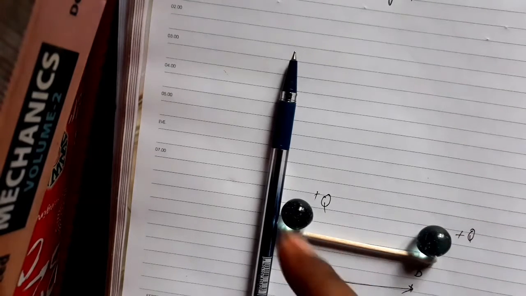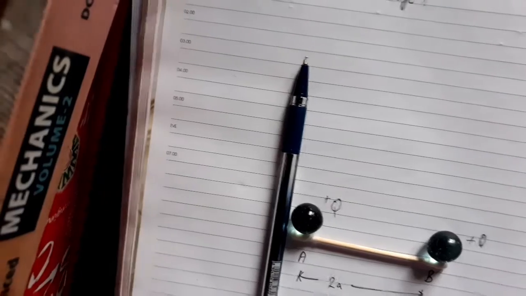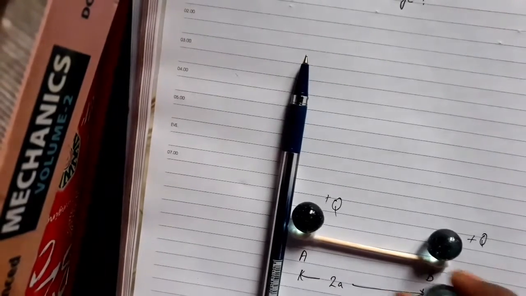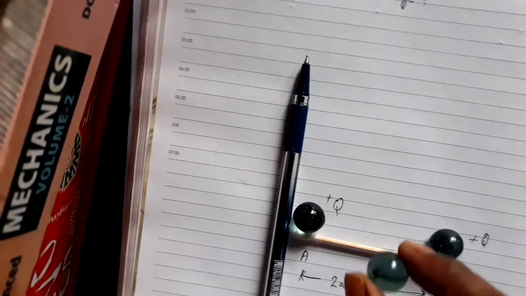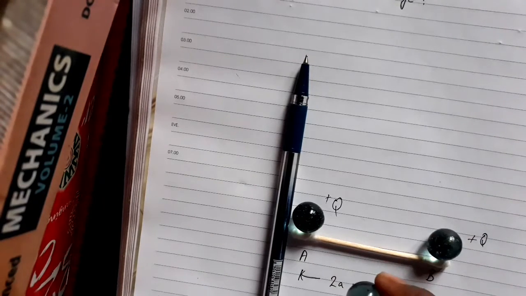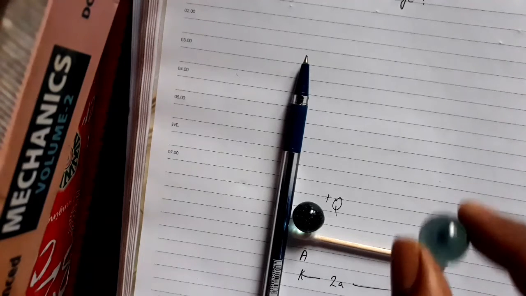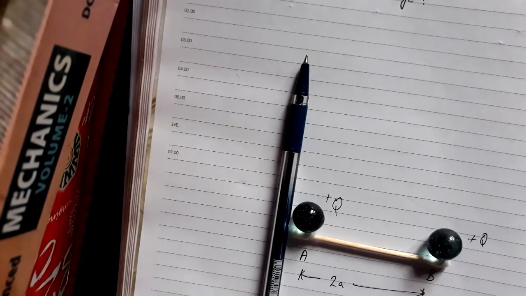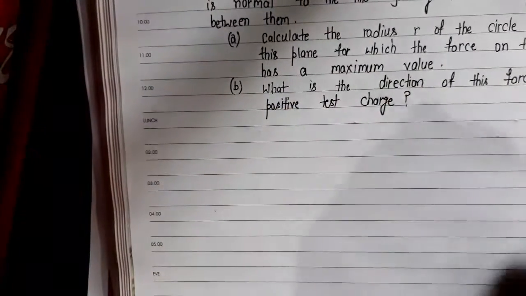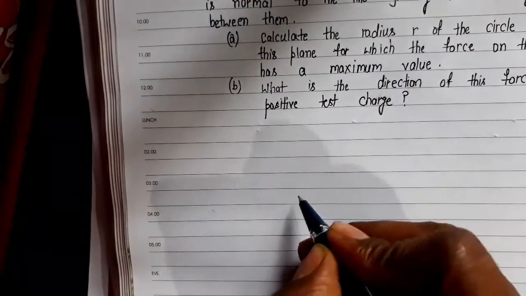Here the magnitudes of these charges are equal and their distances are equal, but one thing is not the same everywhere: the location of this test charge. This is going to vary, whether it will be here or here, we don't know where it is. So we need to differentiate the force with respect to distance, to calculate the maximum distance.